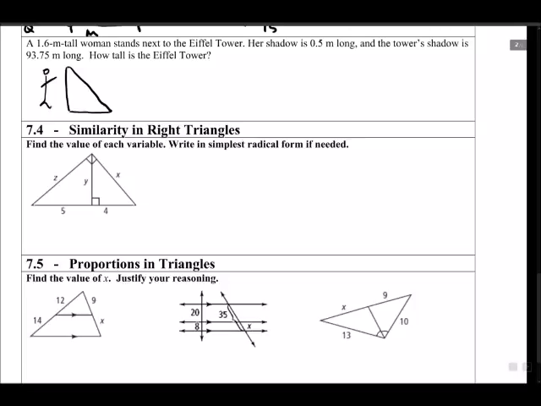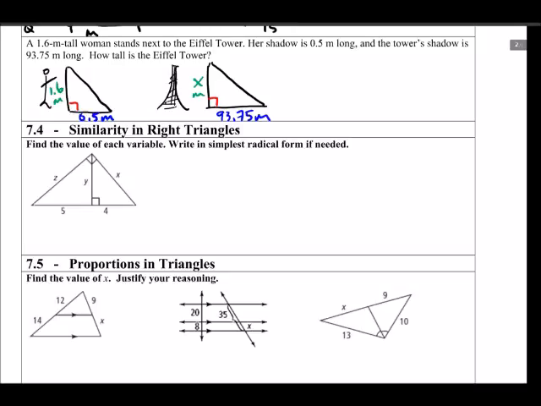And it says she is 1.6 meters tall, and she casts a shadow that is 0.5 meters long. We have a nice little right triangle here. And the Eiffel Tower, I don't know how to draw an Eiffel. That's pretty good. There's an Eiffel Tower. It has a nice right triangle here. We know that it casts a shadow that is 93.75 meters long, and we want to know how tall is the Eiffel Tower.